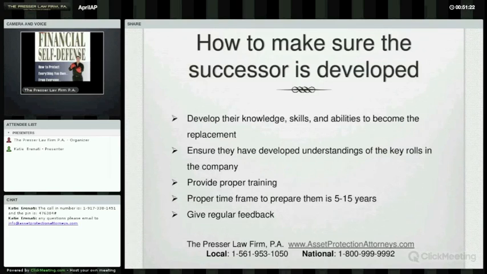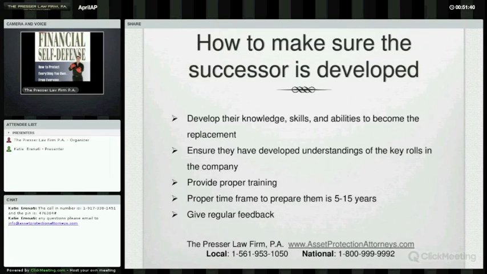You also want to ensure that they've developed an understanding of the key roles in the company, and know what the key roles in the company are. So you really have to spell that out. What are the most important tasks that must be done? Again, provide proper training both internally and externally, so whether that's within the company or outside of the company.